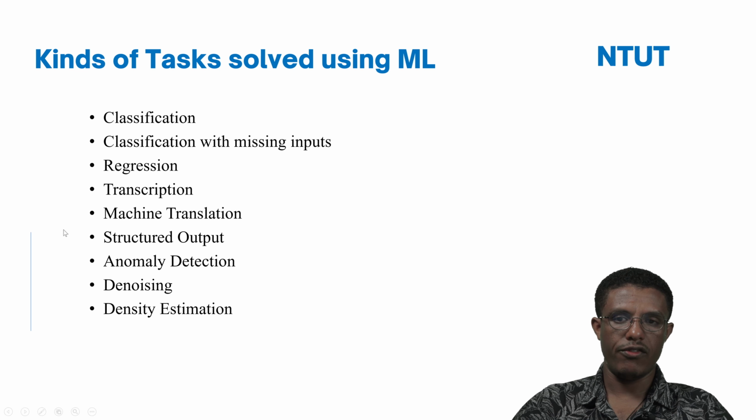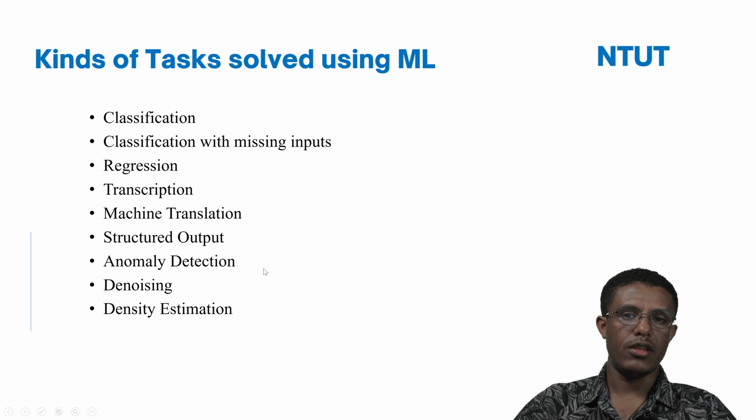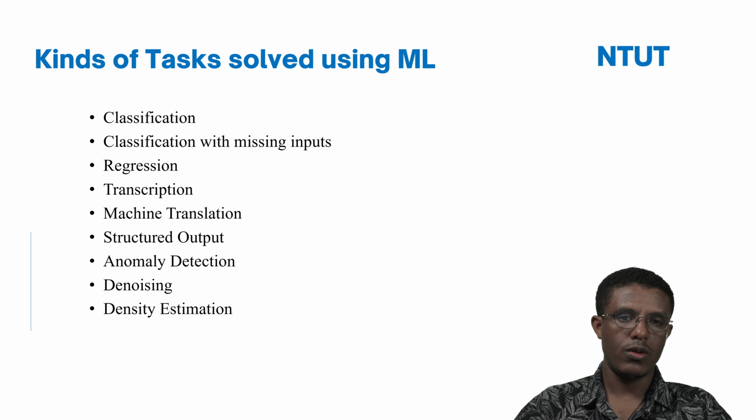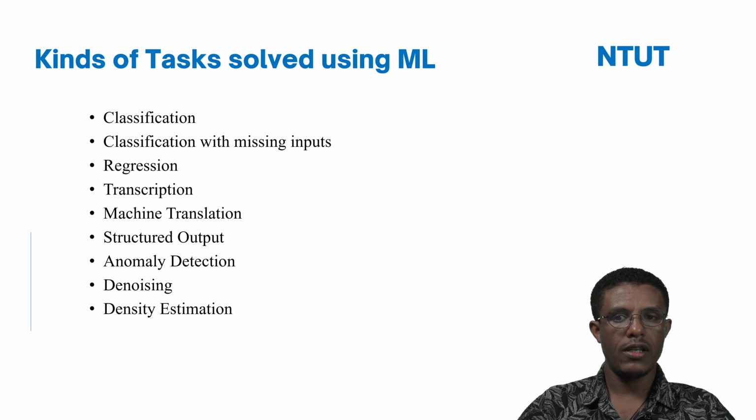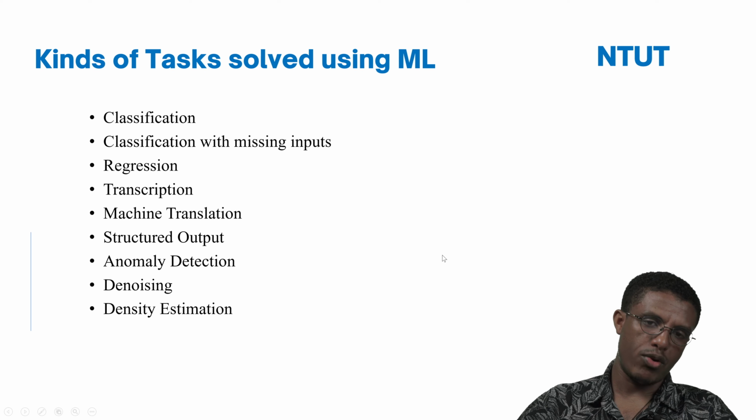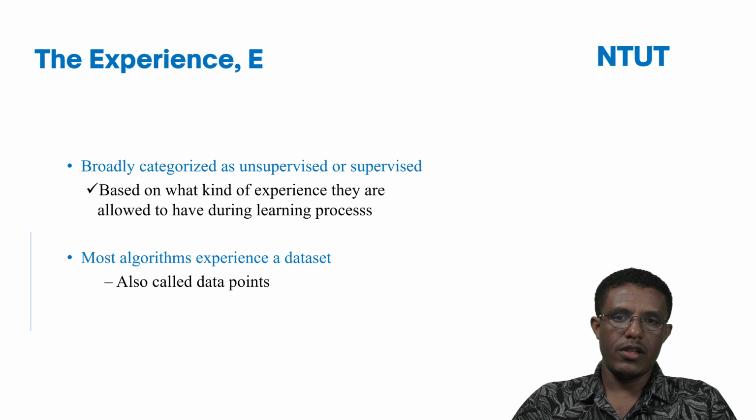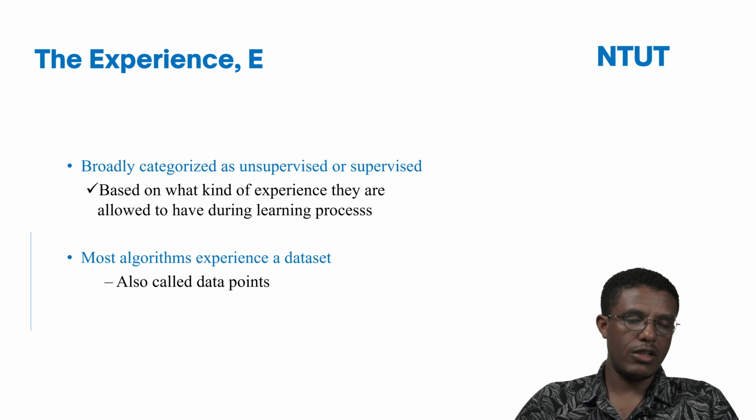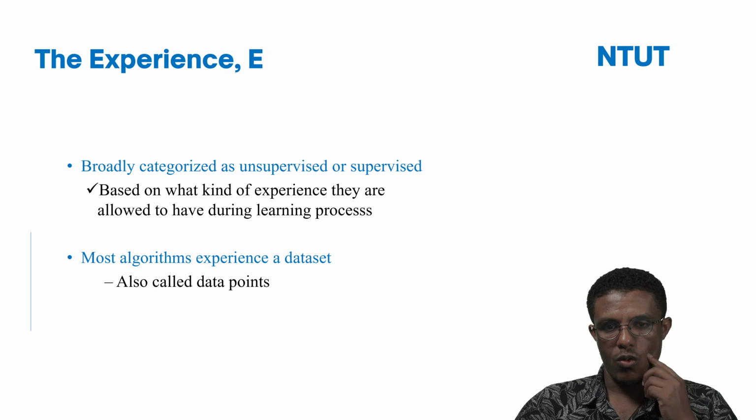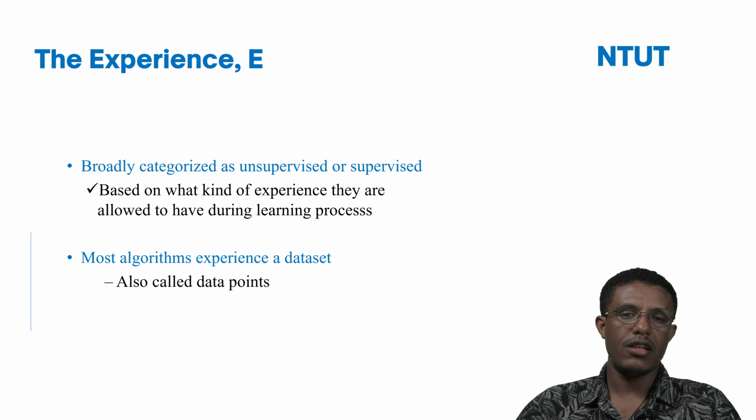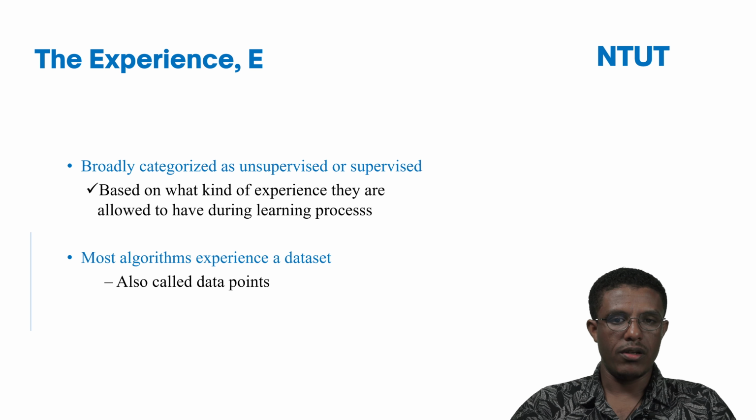All of these are different tasks that are performed by machine learning models based on experience. And then finally, the performance of these tasks is measured by the performance measure, or P. The other concept in the learning process is the experience. This experience is broadly categorized as supervised or unsupervised. This is the mechanism by which the machine learning can learn.